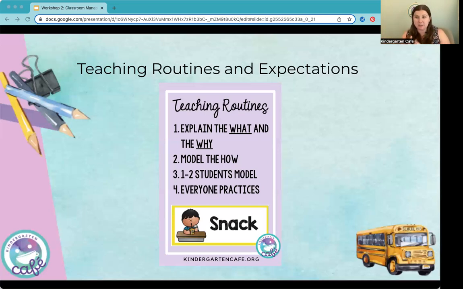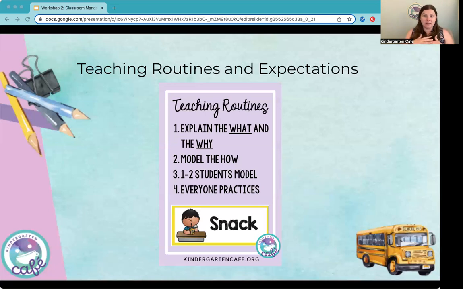I'm going to show you how I did it. And then I ask my students, what did you notice I did? How did I do that? So they talk through the steps of the routine. Then I have a few students model it for everyone. We talk through again. I noticed they had their hands by their side. I noticed that they were calm. I noticed they were quiet. Then everyone practices.